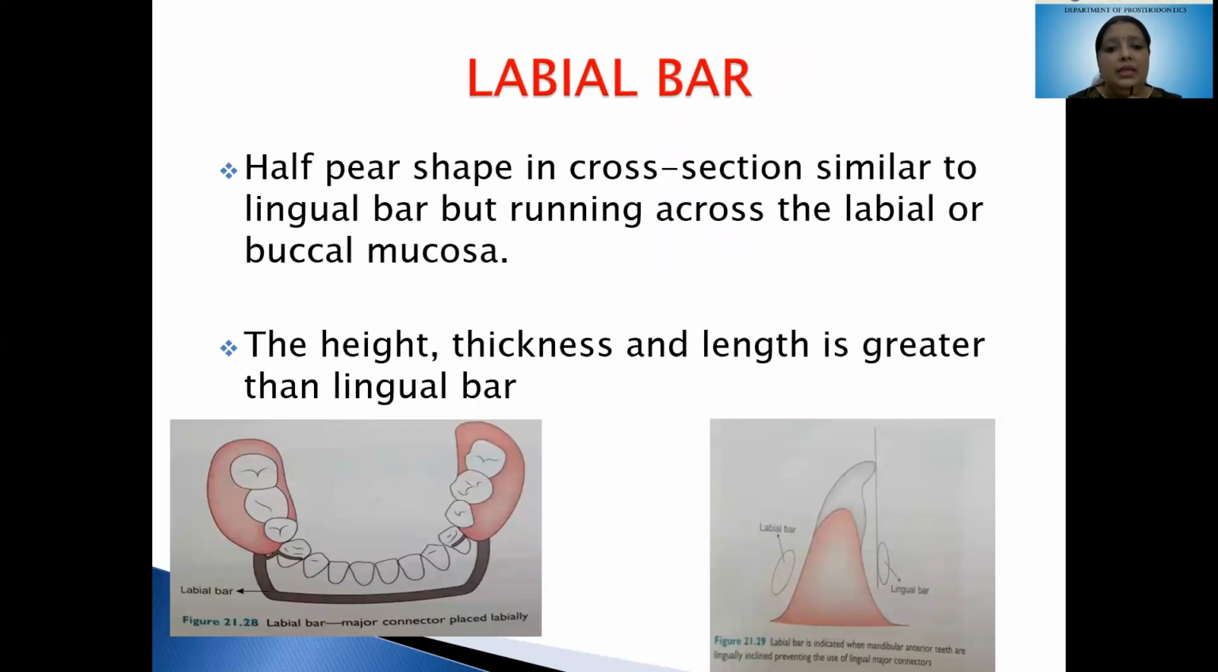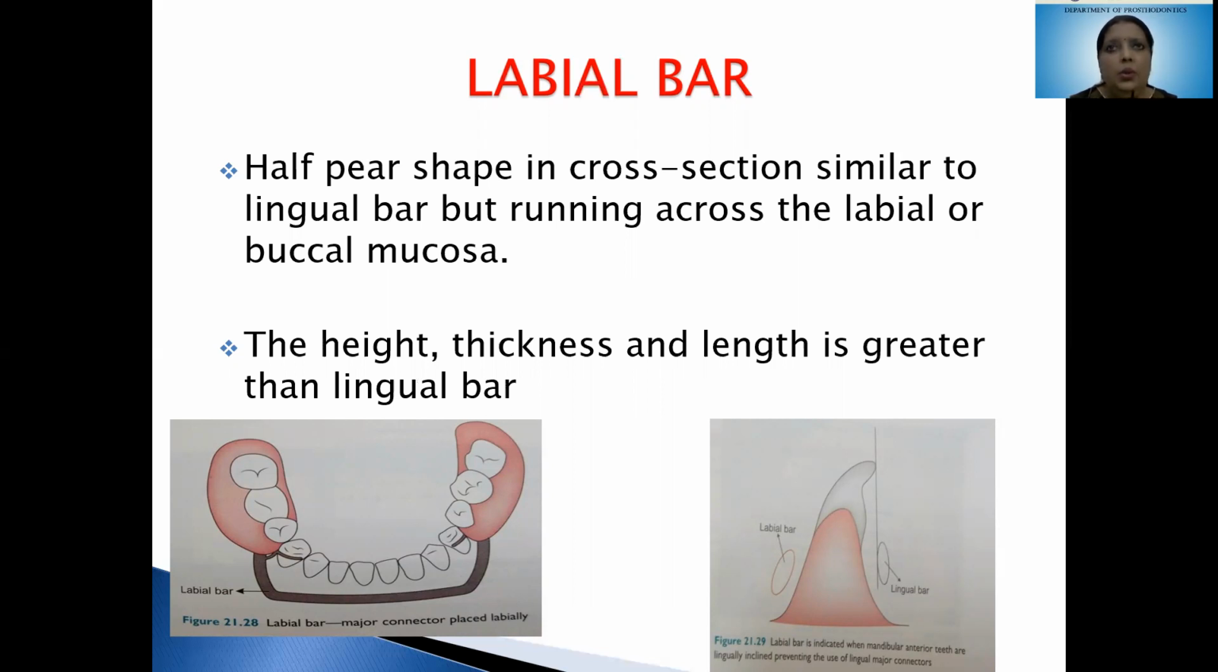The next option is the labial bar major connector. This is the fifth type of mandibular major connector that we are going to be looking at now. It is a very cumbersome major connector. It looks like a lingual bar, but the bar is placed on the labial vestibule, which itself says that it is going to be very uncomfortable to the patient.